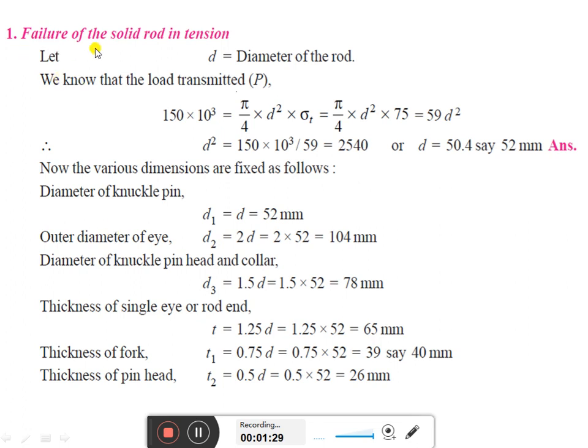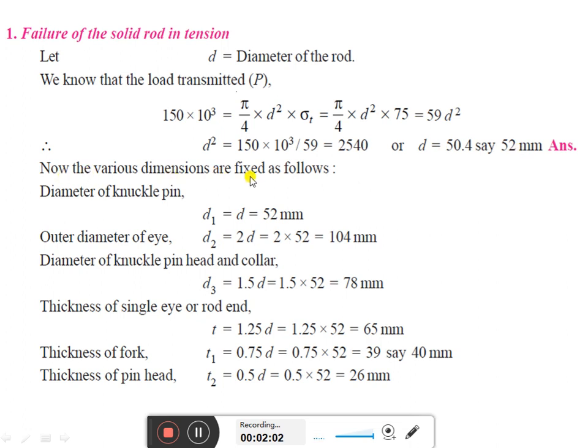Step 1, the failure of solid rod in tension. We need to find D, the diameter of the rod. We know the load transmitted P is equal to pi by 4 D square into sigma T. We know the value of sigma T and the load, which are given in the question. Substitute the values and find the diameter of the rod D, which is equal to 52 mm.